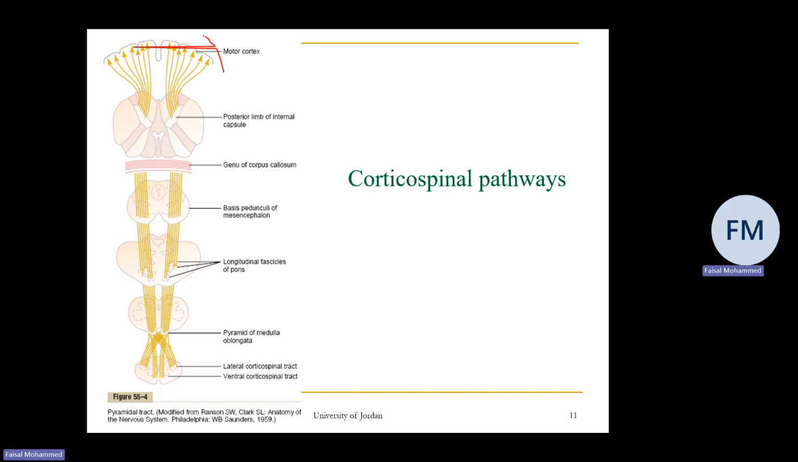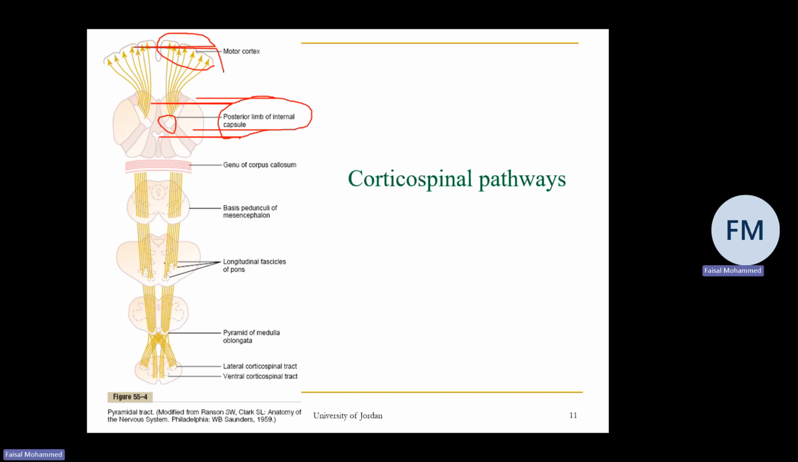The corticospinal fibers come from the motor cortex. They descend in the posterior limb of the internal capsule. And what ascends in the anterior limb? What ascends is the sensory fiber. What is found in the genu here? The genu has the corticobulbar fiber. So they descend in the posterior limb of the internal capsule.